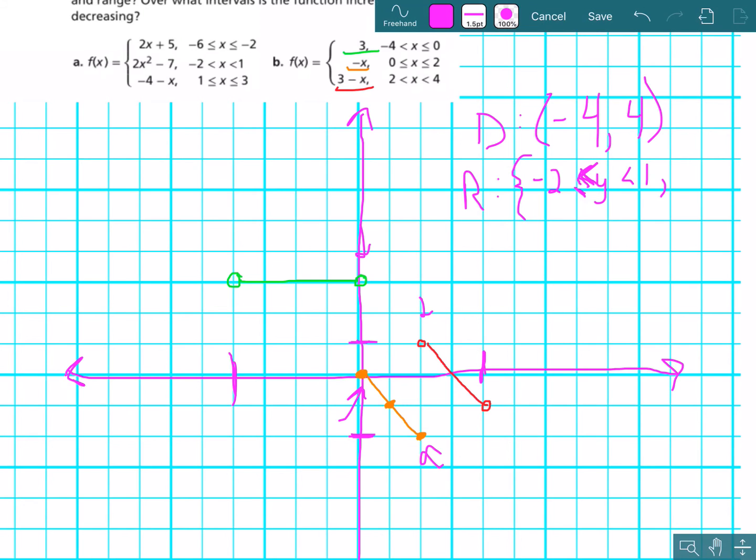Now I'm going to put a comma, and you can see it just jumps. It jumps to right here, which is the value 3. So those are the only numbers I can get for my range. I can get numbers between -2 and 1, including -2, or I can get 3. Those are the only possible outputs, okay?